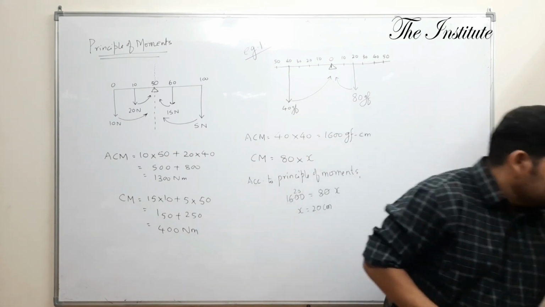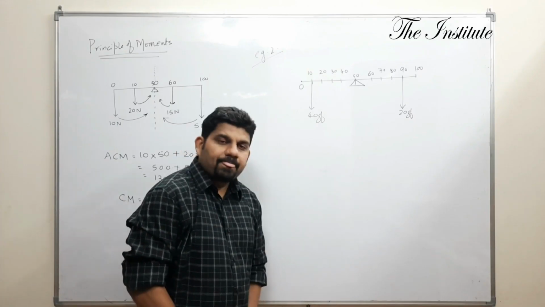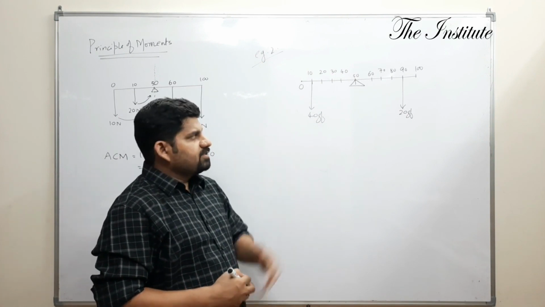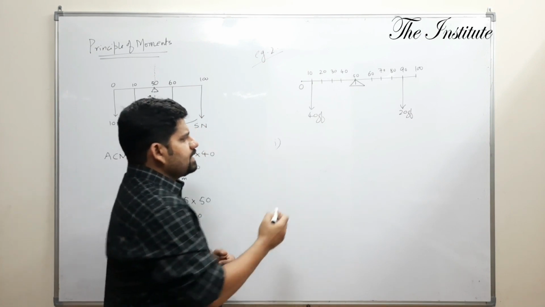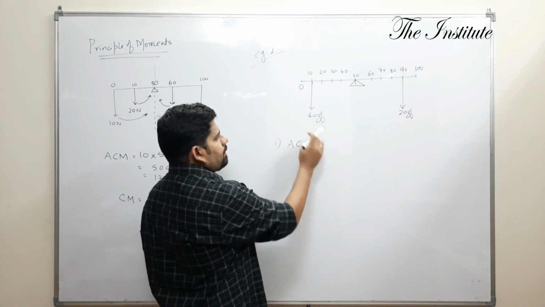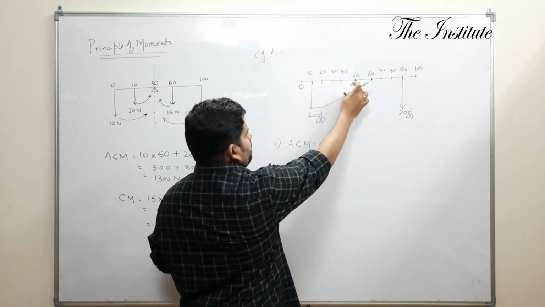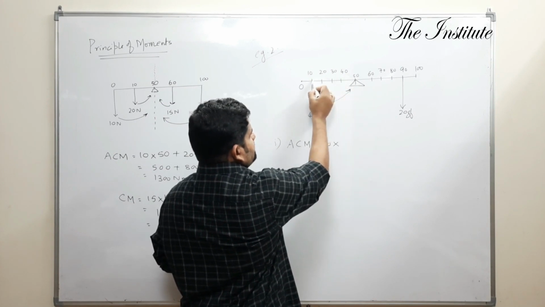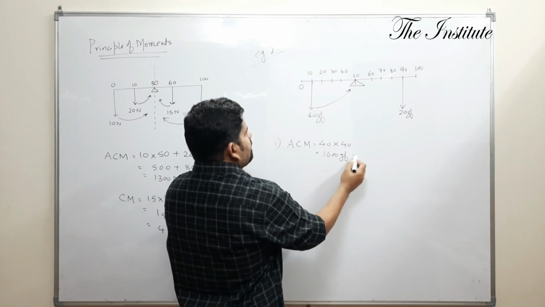Okay. One more example. Okay. So the first part of the question says whether this ruler is in equilibrium or not. So let's see how much is the anti-clockwise moment. Force 40 into perpendicular distance, remember always taken from the fulcrum. So 50 minus 10, so this is 40. So anti-clockwise is 1600 gram force centimeter.